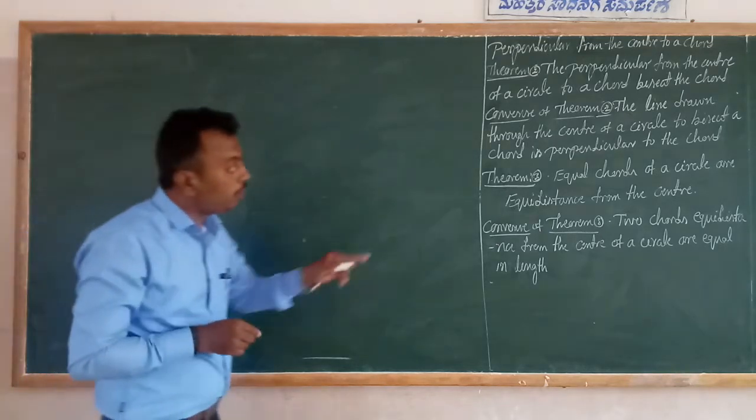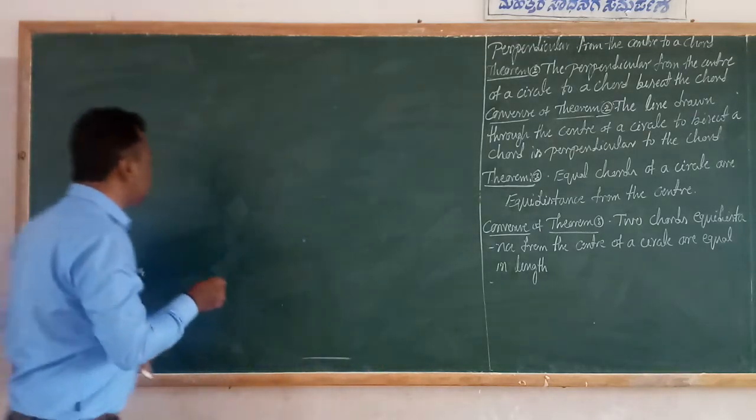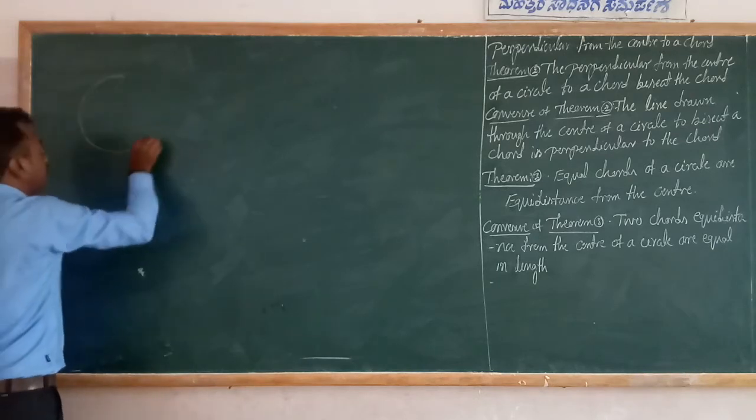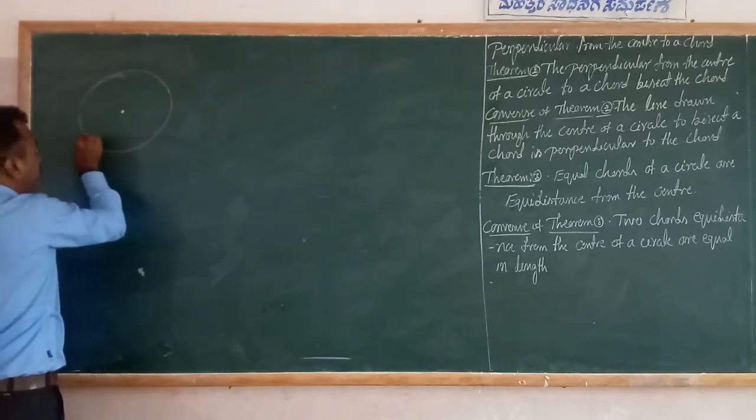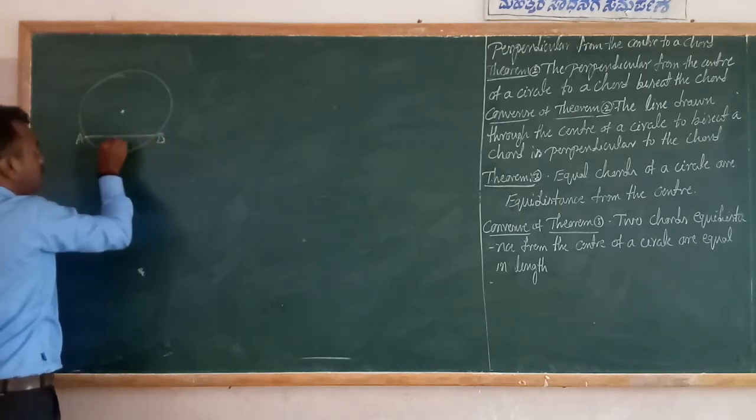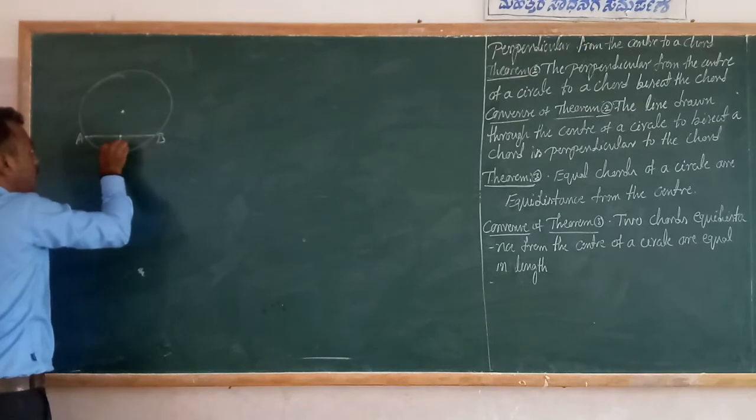The line is perpendicular to the chord. For example, see students, I will draw a circle. So O is the center of the circle. Okay, AB is a chord. So this chord is bisected at the point P.